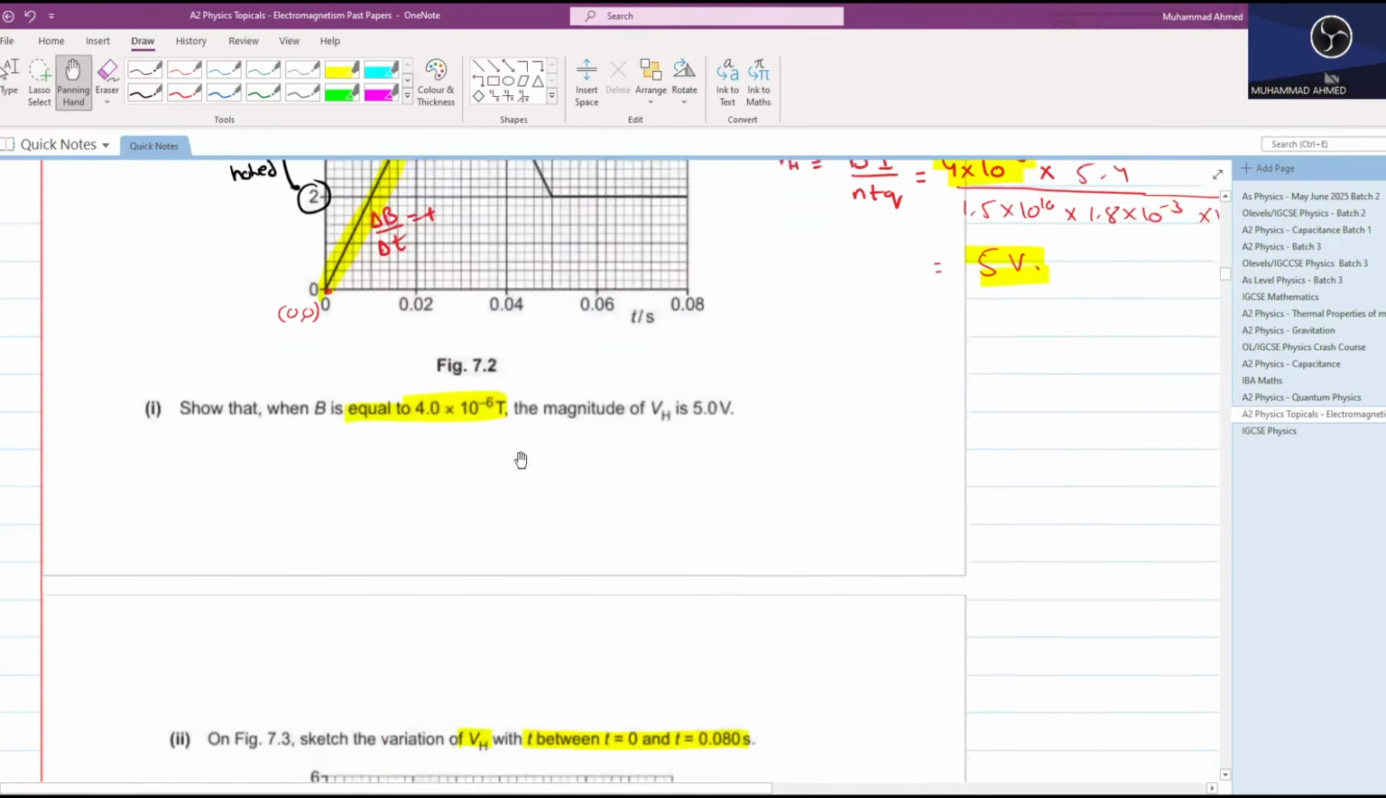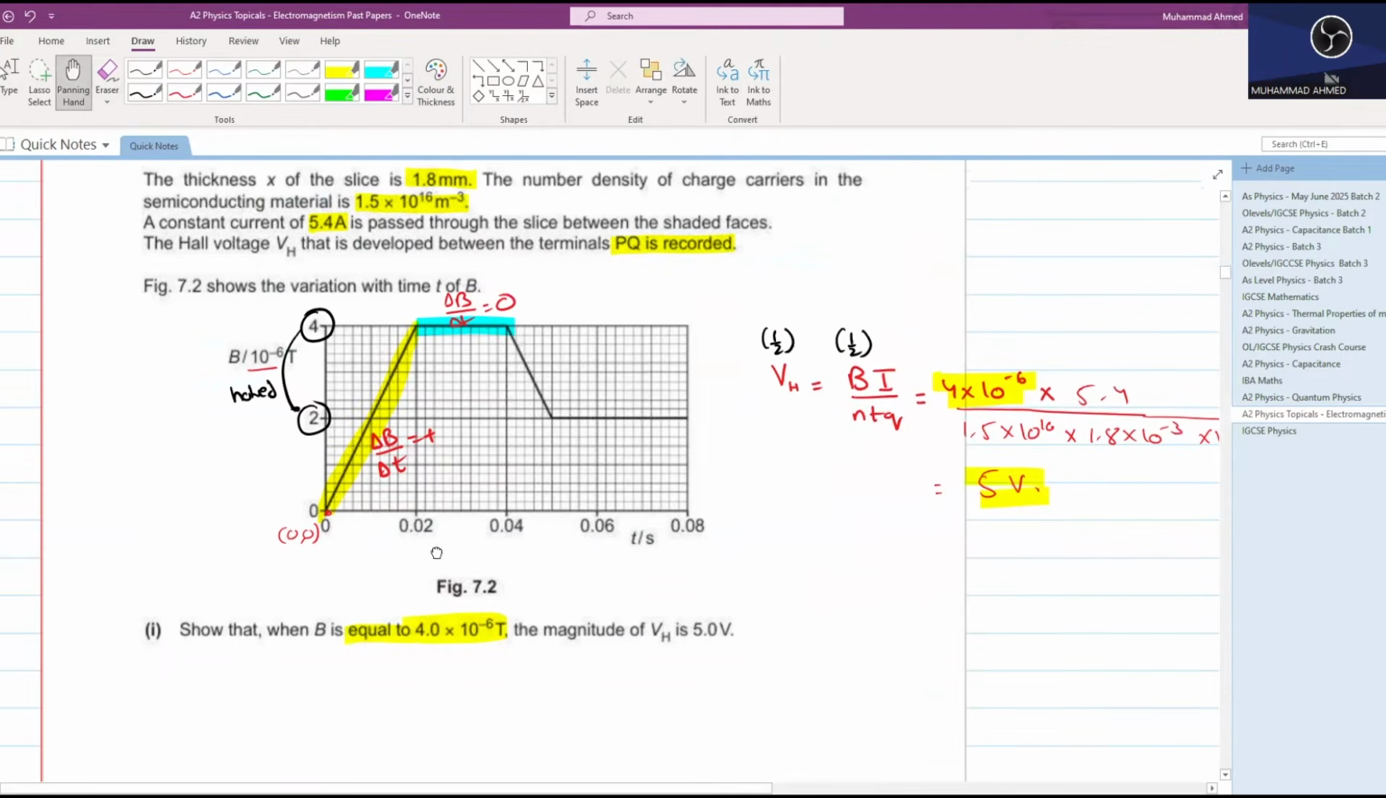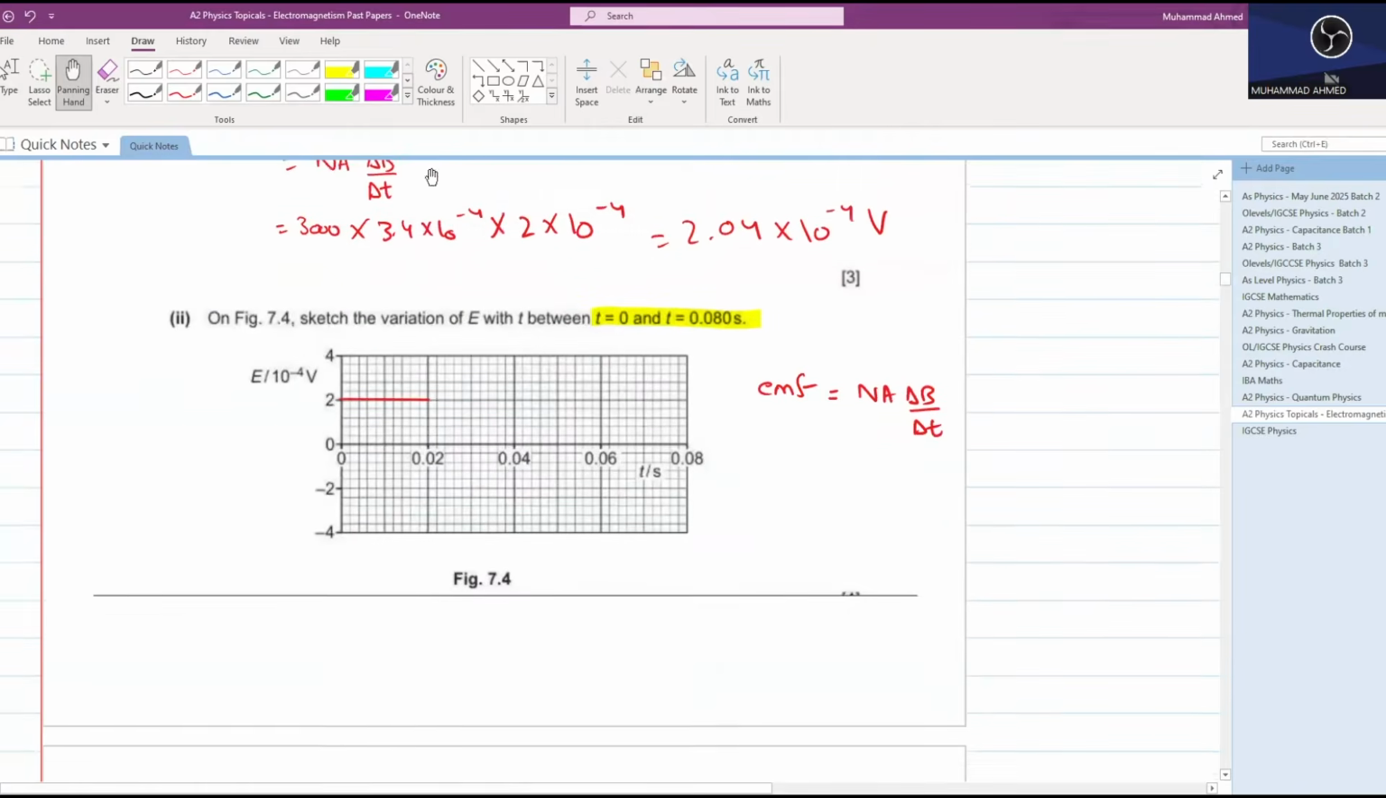From 0.02 till 0.04, what do you see? Your gradient, change in B over change in t, is 0. What will happen to your EMF? It will drop towards 0.